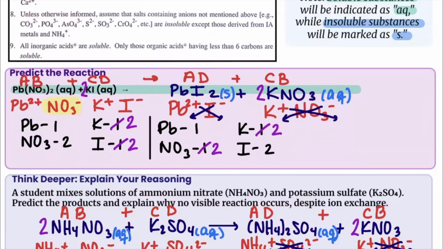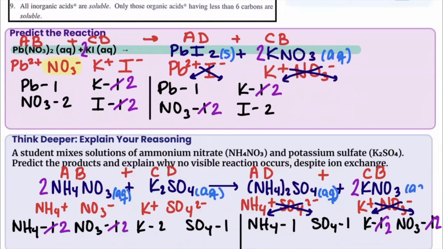And this is our final balanced equation with the correct states of matter. And if you notice, everything is aqueous here. So even though ion exchange occurred, in other words, we did do a double swap, no visible reaction happens because no precipitate was formed, or gas, or water for that matter. That's why this is considered no visible reaction, even though it's technically a double replacement.